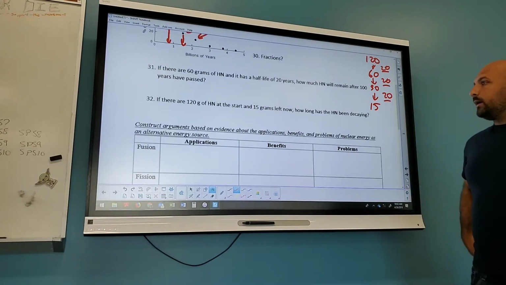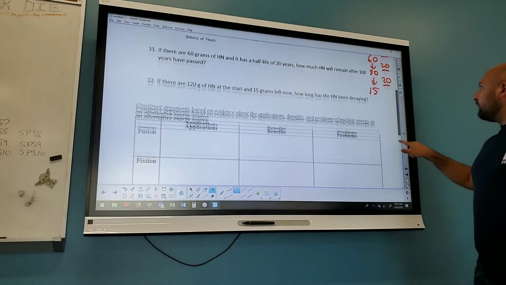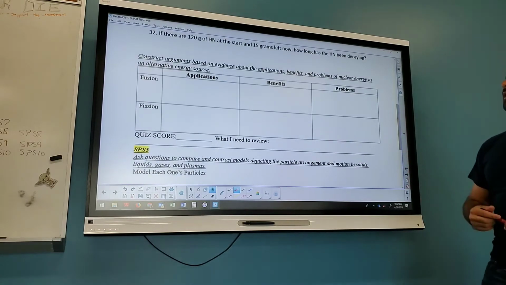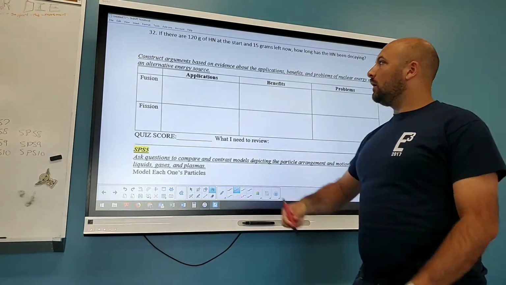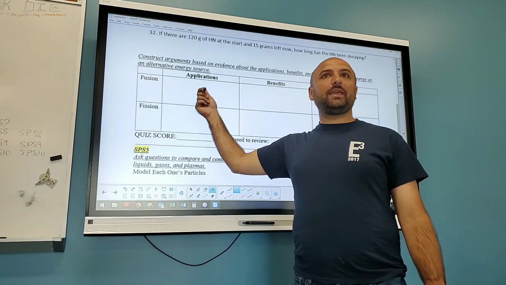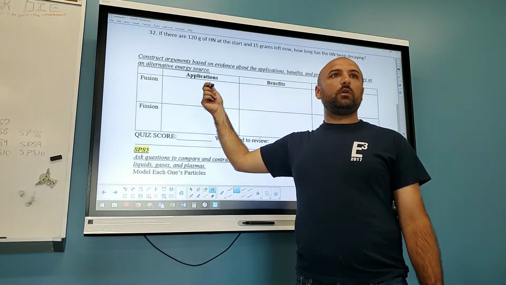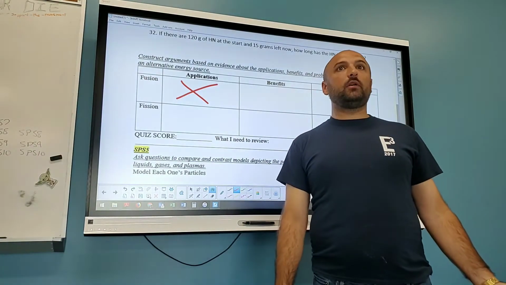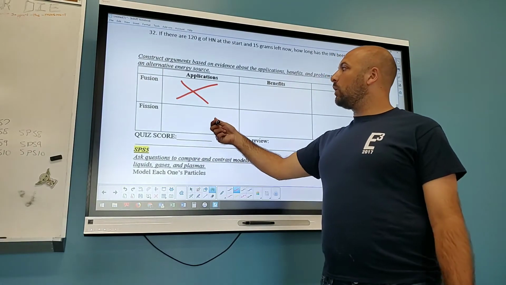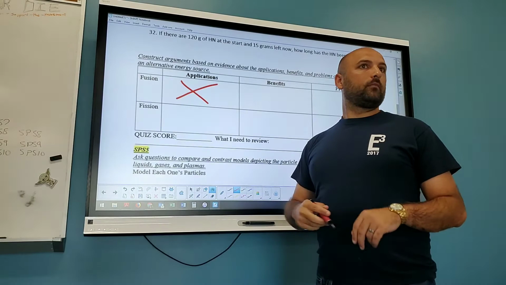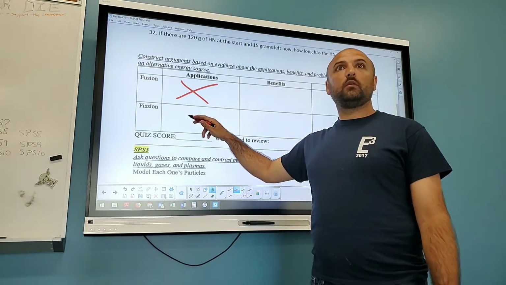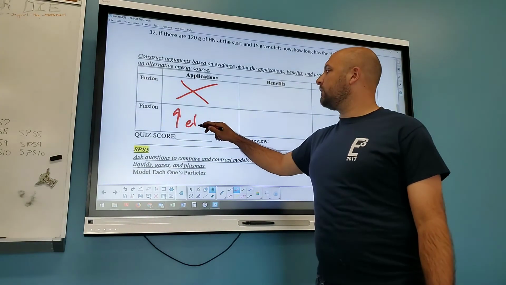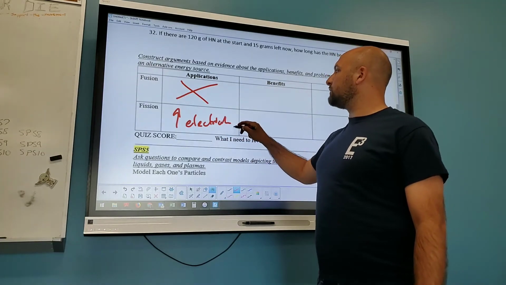Okay, moving it down. Fission and fusion. All right, applications for fusion. We want to use it for power, right? But can we? Can we use fusion yet? Why not? Too powerful. We haven't figured it out quite yet, right? Now, what about applications of fission? We use it to make lots of energy, electricity, right? All right, so we use it to make electricity here.